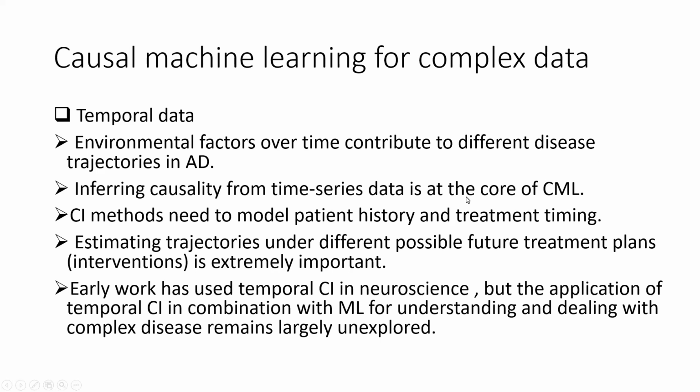For treatment decisions, causal inference methods need to model patient history and treatment timing. So estimating trajectories under different possible future treatment plans is extremely important. Early work has used temporal causal inference in neuroscience, but the application of temporal causal inference in combination with machine learning for understanding and dealing with complex disease remains largely unexplored.